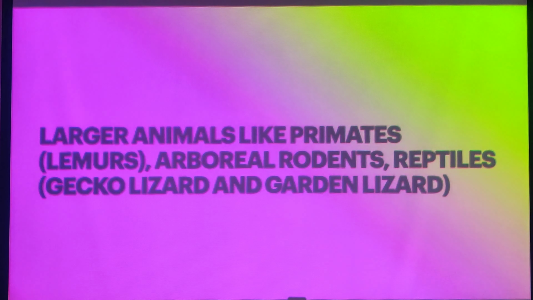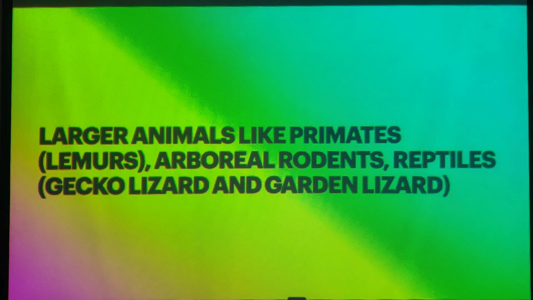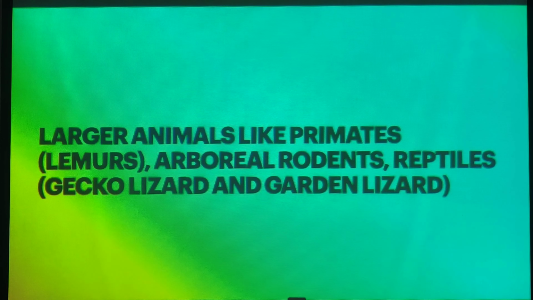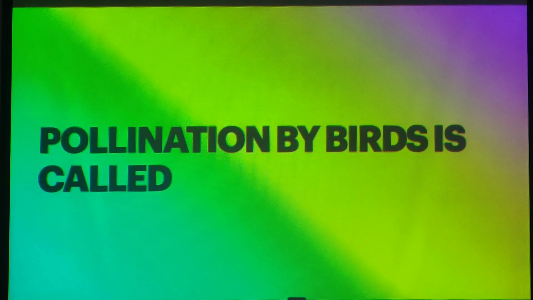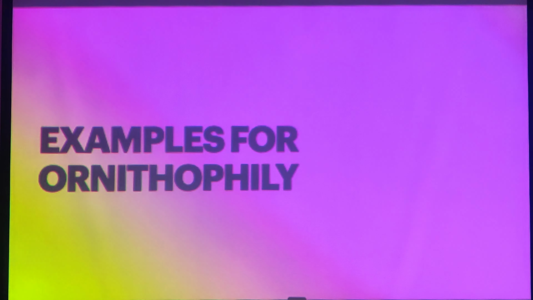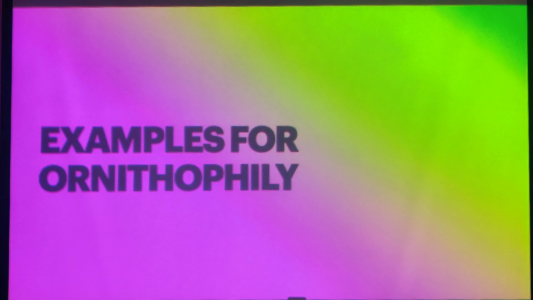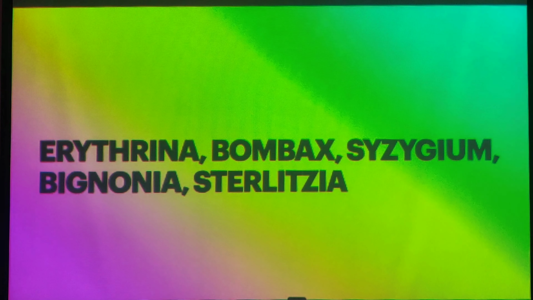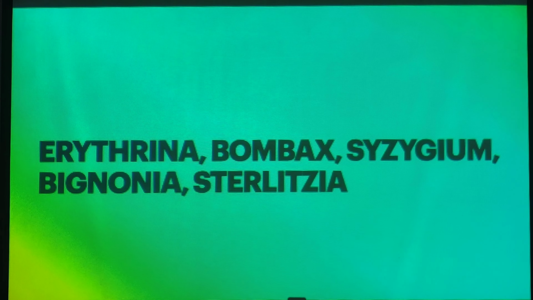Larger animals like primates, that is lemurs, arboreal rodents, reptiles, gecko lizard and garden lizard. Pollination by birds is called ornithophily. Examples for ornithophily: Erythrina, Bombax, Syzygium, Bignonia, Strelitzia.